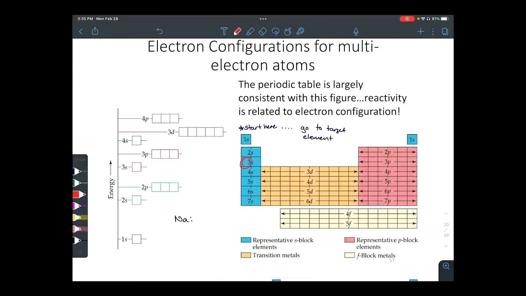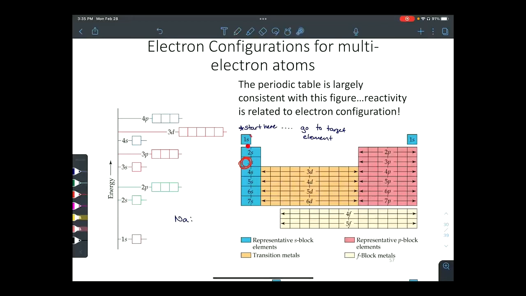So locate sodium. And what you want to do is start at hydrogen, name those orbitals, and make your way to the element you want. So in this case, it would be sodium. And so you get the same thing. As long as you recognize that is your S block, over there is your P block, and there is your D block. And you just kind of work your way through it.